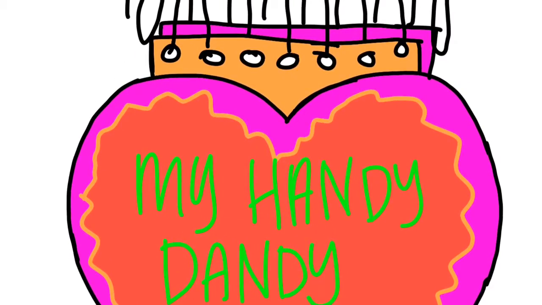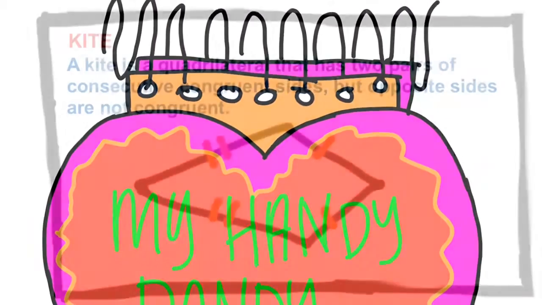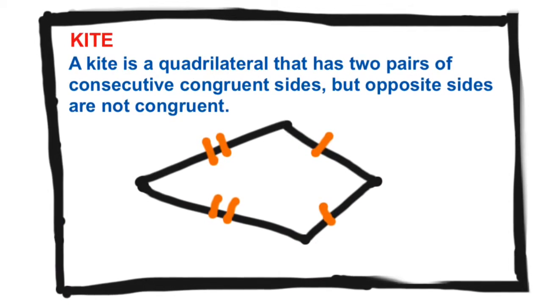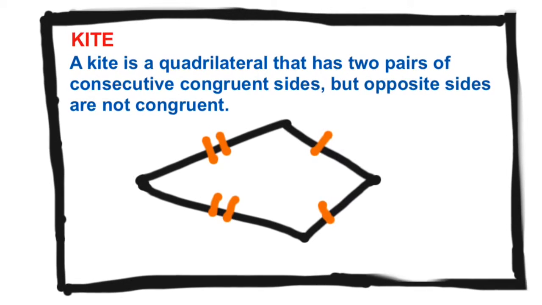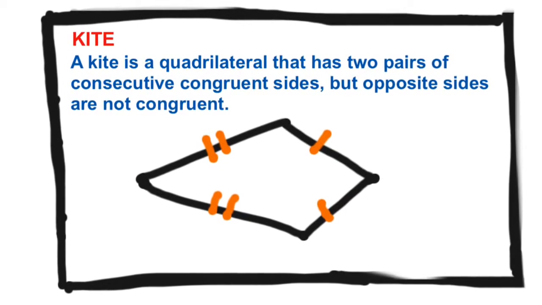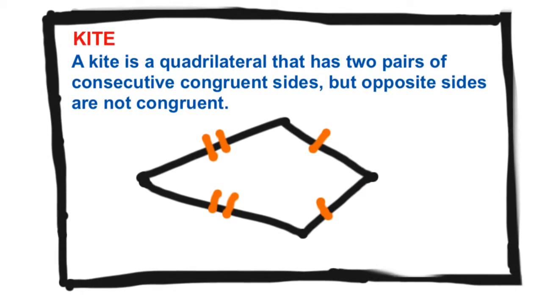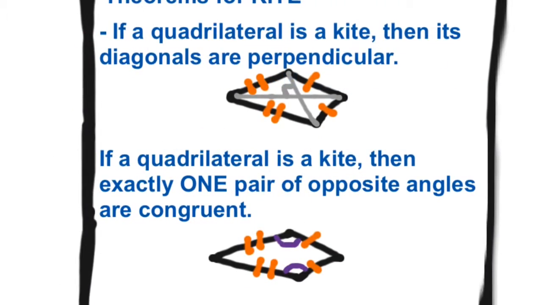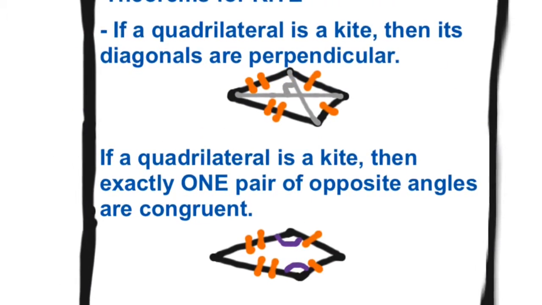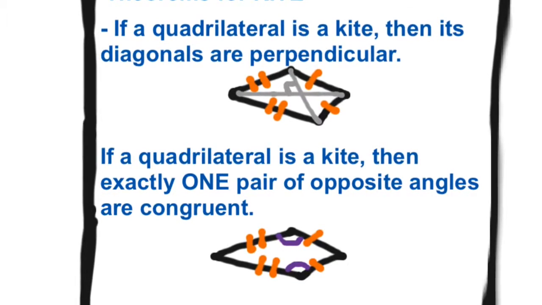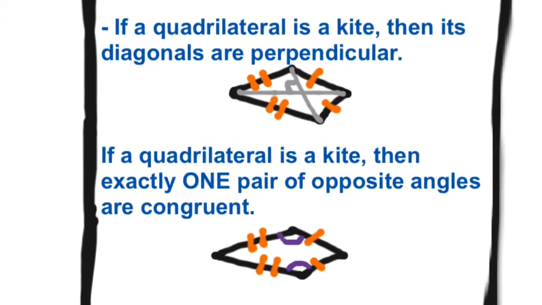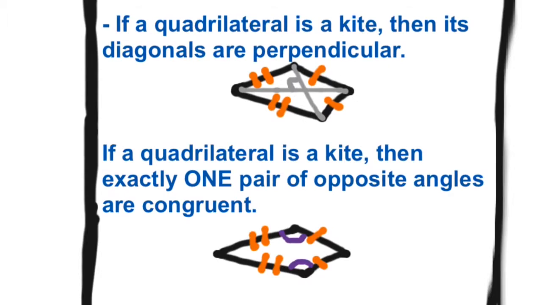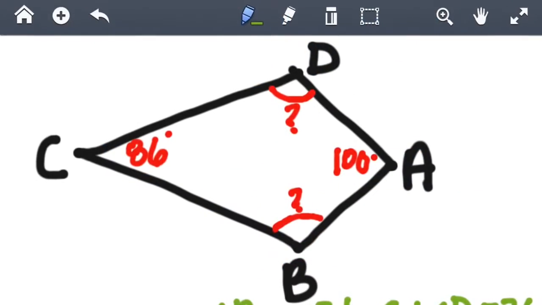Now, looking back at Becky's handy-dandy notebook, a kite, which is also a quadrilateral, is completely different from a trapezoid. A kite is a quadrilateral that has 2 pairs of consecutive congruent sides, but opposite sides are not congruent. It also has 2 theorems that follow it. A quadrilateral is a kite if its diagonals are perpendicular. Also, if a quadrilateral is a kite, then exactly 1 pair of opposite angles are congruent. Now to prove the last theorem, let's do an example.